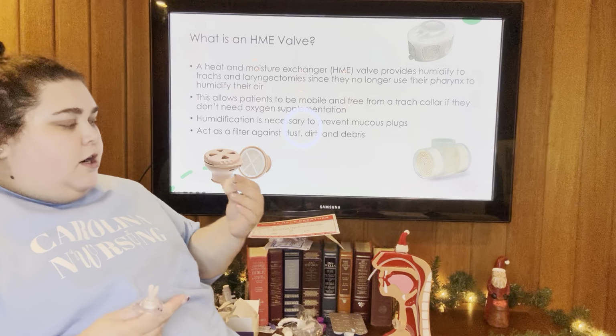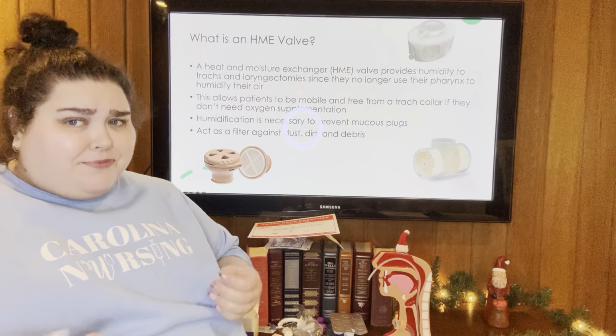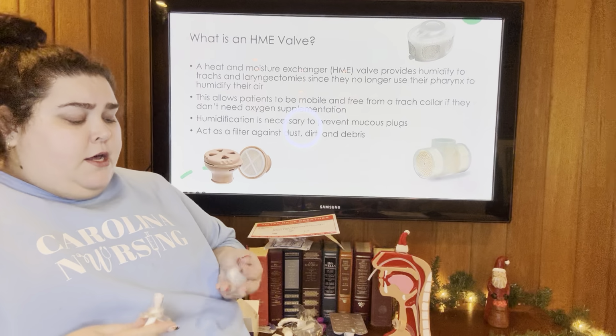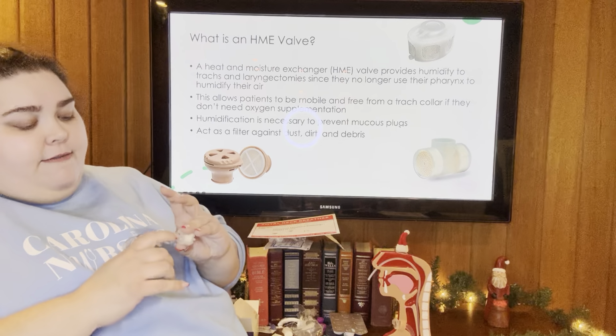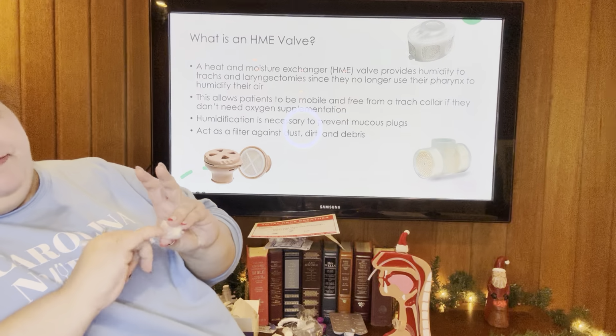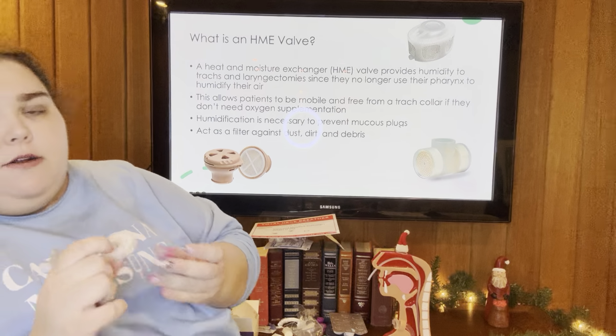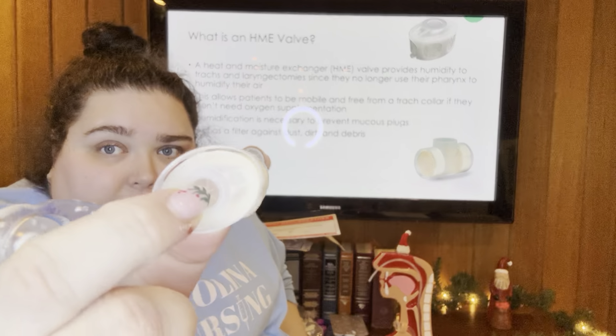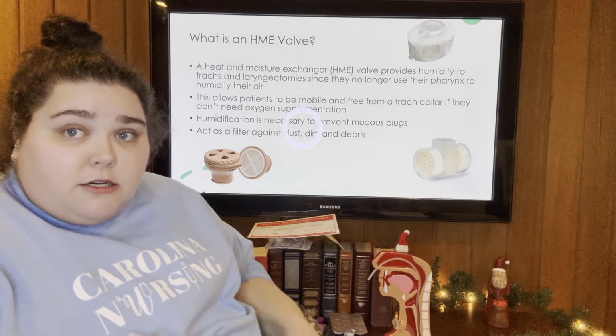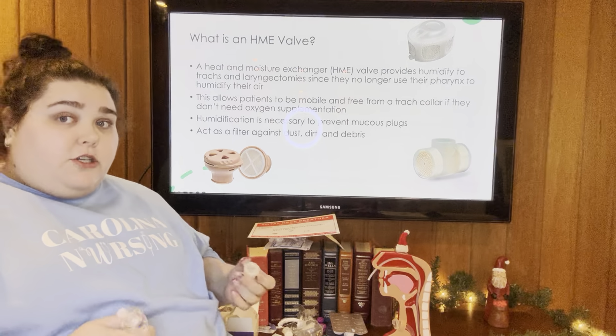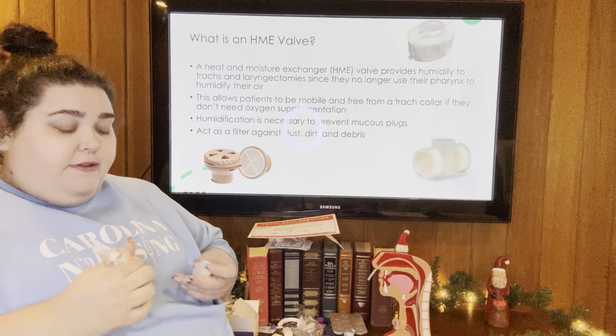These ones are also HME valves for the trach. They have a lot more bells and whistles. So they have a little opening in the middle. I don't know how well you can see where my finger is there. And that you can put a suction tube through. So if you need to suction the trach, you can do that just right through the HME valve.